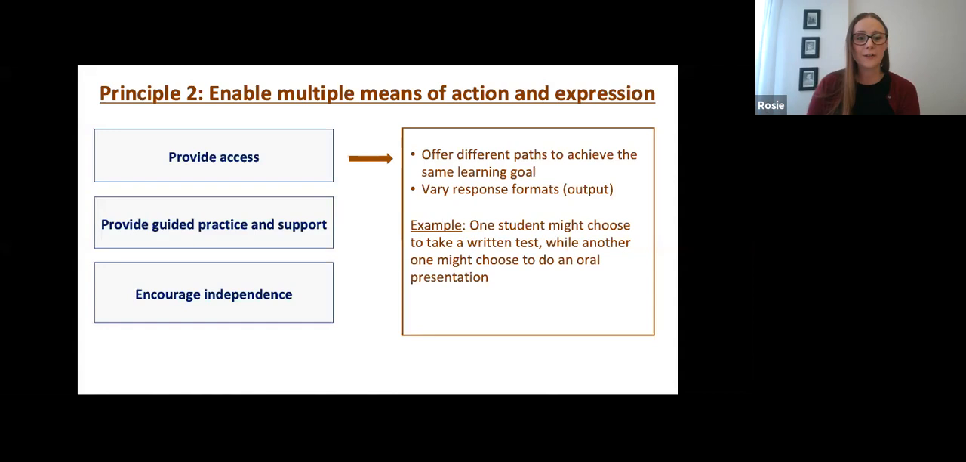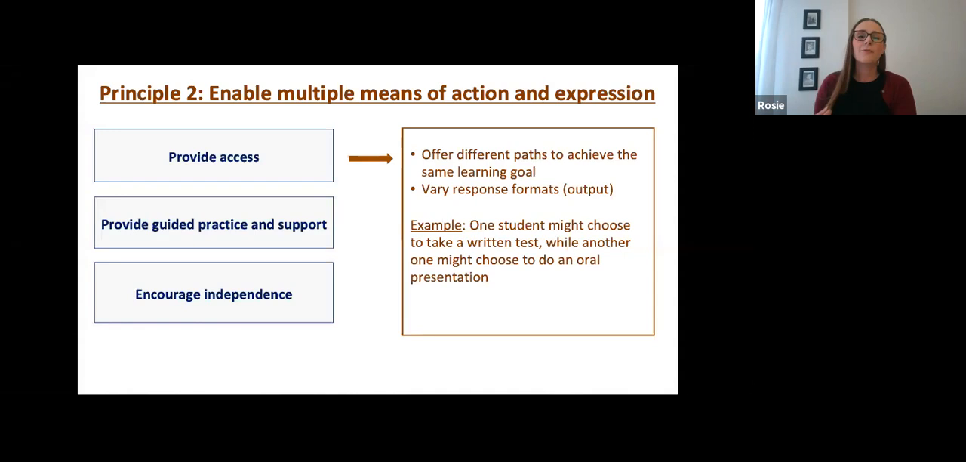So we have to give them access. We need to think about how they're going to demonstrate what they know. Do they all have to take a quiz the same way with a fill in the blank? Maybe not, right? We can differentiate how we do that. So for instance, in this example, if we're talking about grammar, one student might choose to take a written exam or test, while another might choose to have an oral presentation to demonstrate what they've learned because they're more comfortable speaking, while another one might be more comfortable writing.